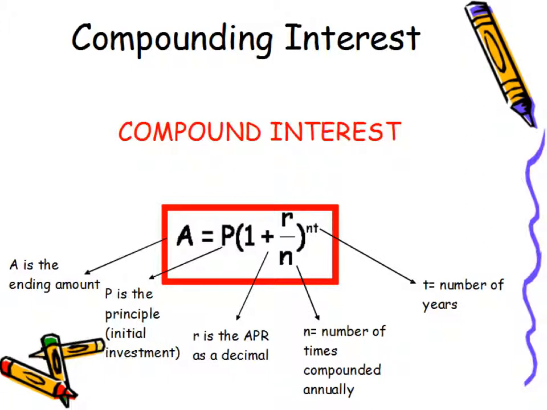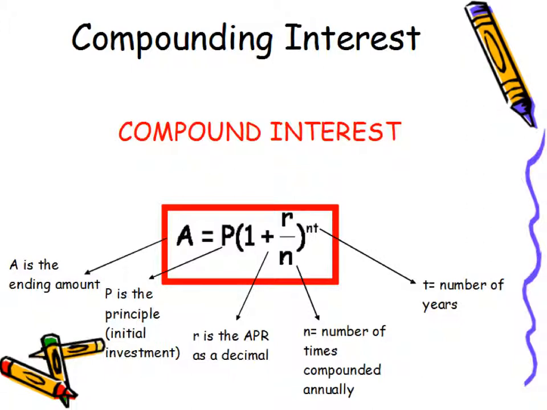N is the number of times that the bank is going to compound that each year. So if they compound it monthly, you'll put a 12 in for N. If they compound it quarterly, you'll put in a 4. Daily, you put in 365. And then in the end, the exponent part will take that same n value and multiply it by the number of years that you leave that money in the account. So basically, when you take n times t, that's giving you the total number of times they compound your money.